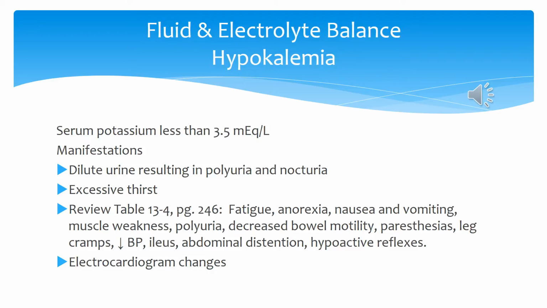The clinical manifestations would be fatigue, anorexia, nausea and vomiting, muscle weakness, polyuria, decreased bowel motility, ventricular asystole or fibrillation, paresthesias, leg cramps, decreased blood pressure, ileus, abdominal distension, hypoactive reflexes. When looking at an ECG, you'll have flattened T waves, prominent U waves, ST depression, and prolonged PR interval. It's helpful to you if you review Table 13.4, page 246, for these contributing factors and for these manifestations.